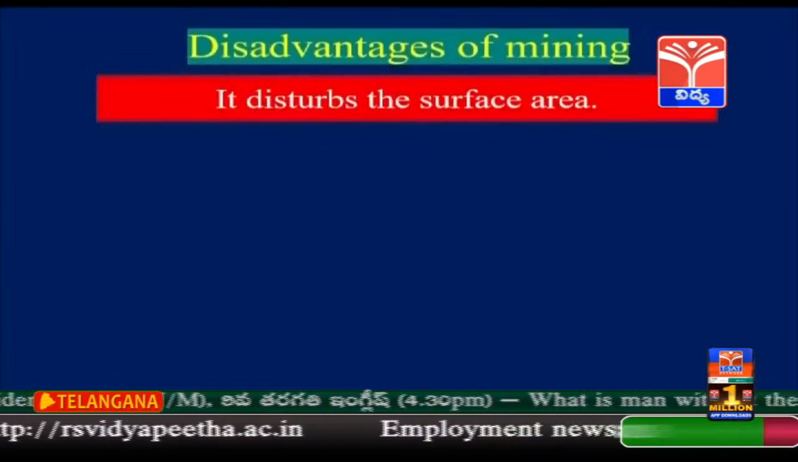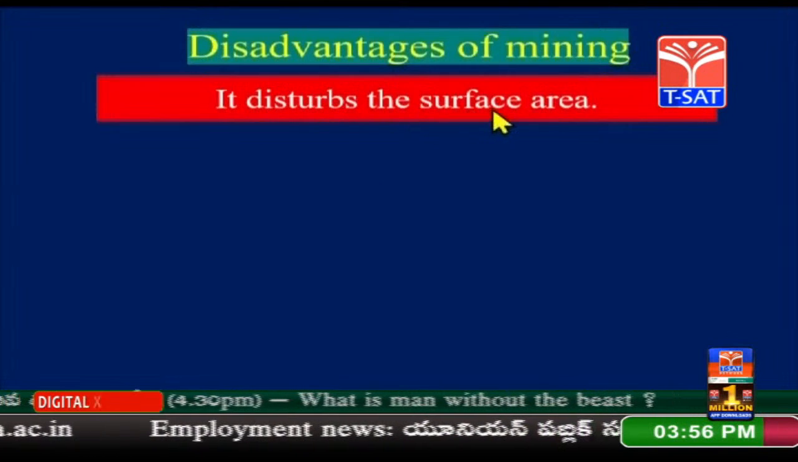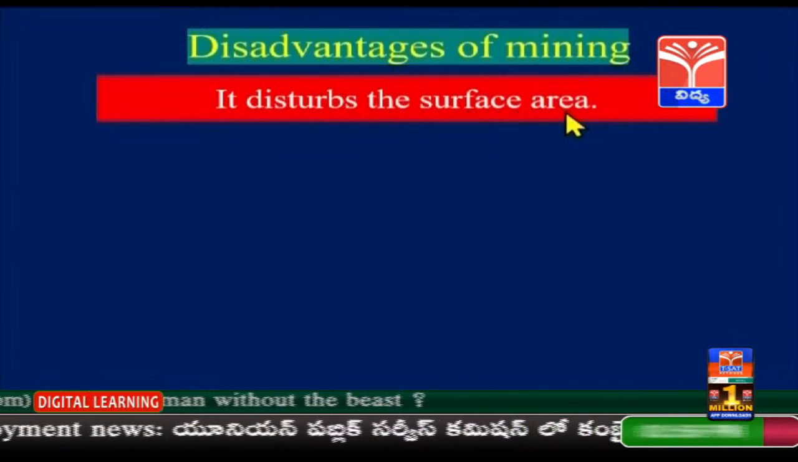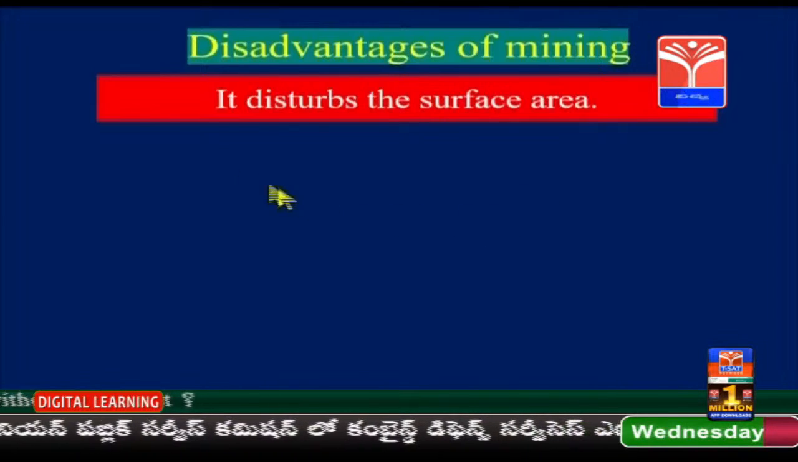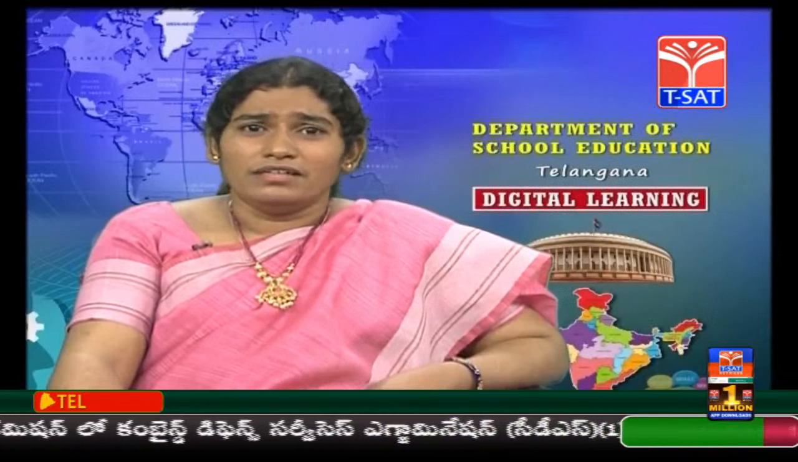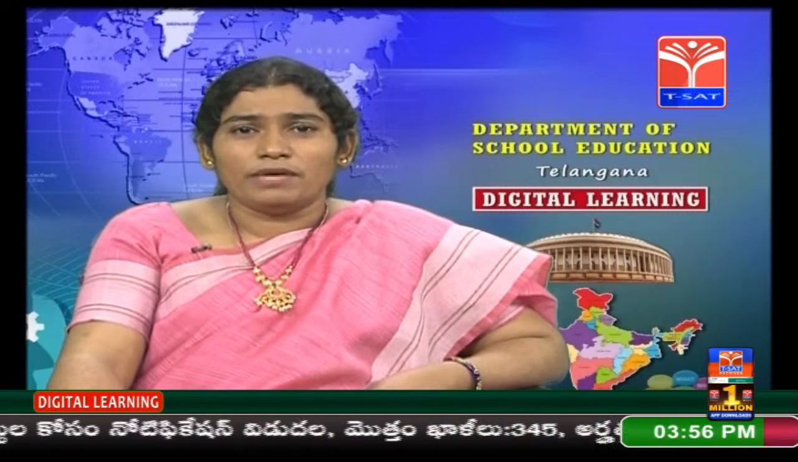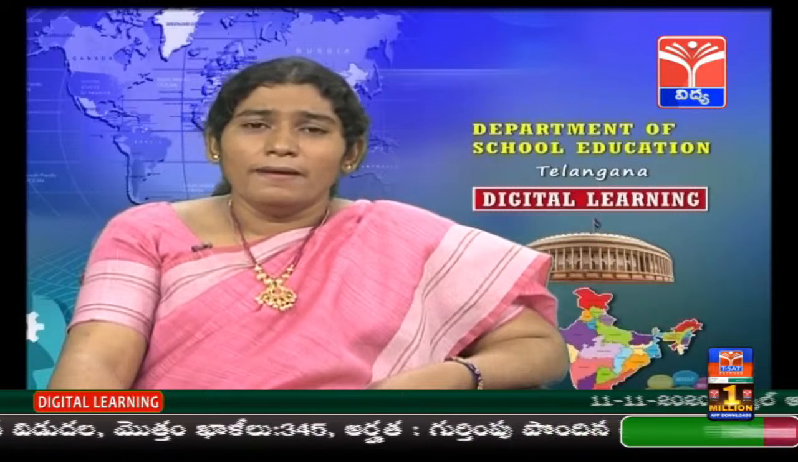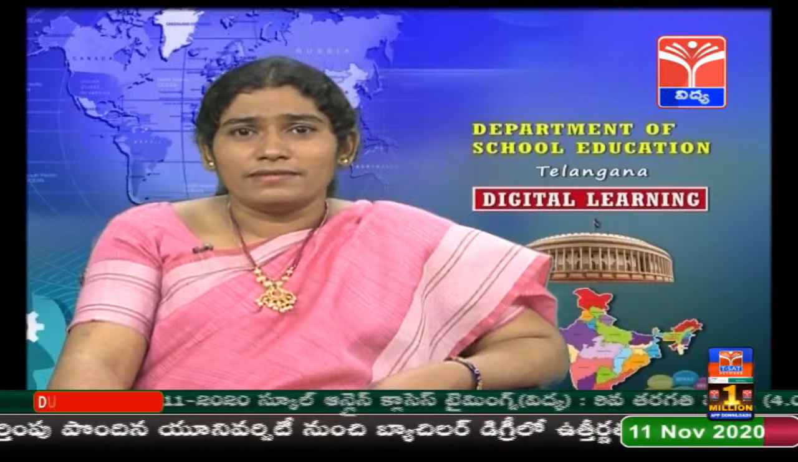Now let us discuss the disadvantages of mining. Disadvantages such as it disturbs the surface area. It gives a lot of disturbance. The entire region has to be dug, and if there are any villages or residential places, the people have to be evacuated because of the mining being undertaken by the officers.